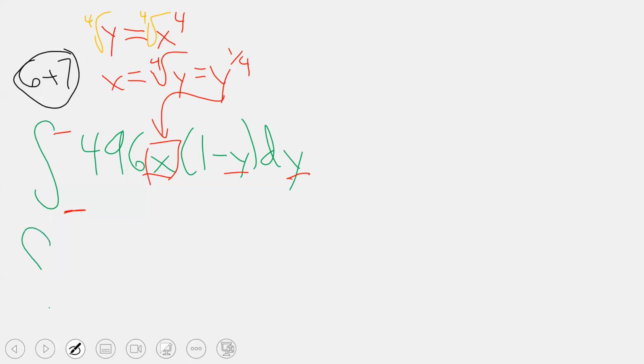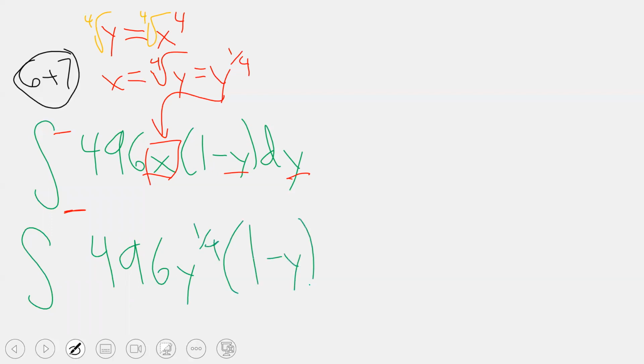And so we'll go ahead and drop that in for X here. So our integral now becomes 496x, or sorry, not x. That was the whole point, to get rid of that. 496 times y to the 1/4 times 1 minus y dy. We were about there. Now we just need to get some bounds of integration.